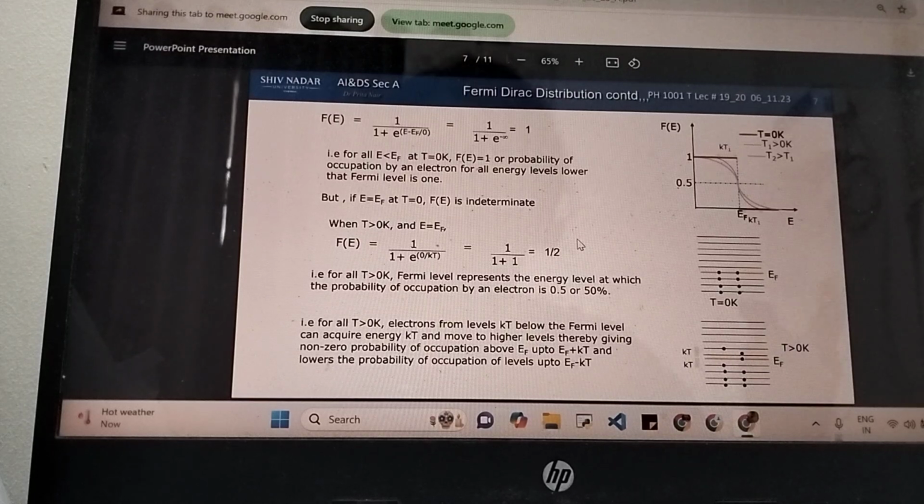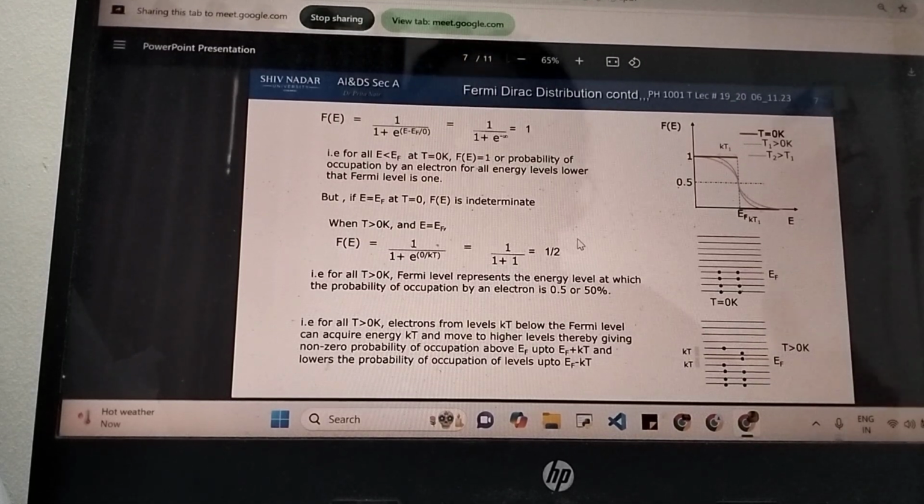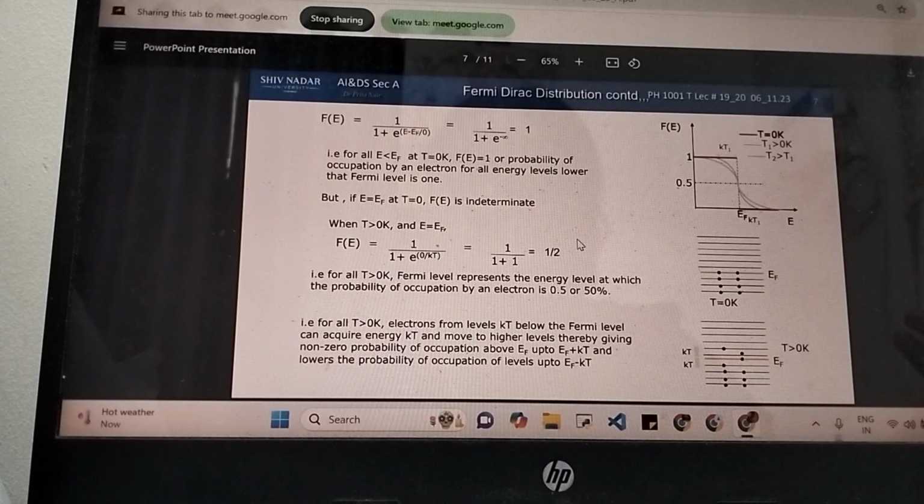So at T greater than 0, note that it does not say anything about the levels above or below. They could be occupied, could not be occupied. So it is not the highest occupied level anymore. It only says probability of this level being occupied is 50%. So that is your Fermi level.